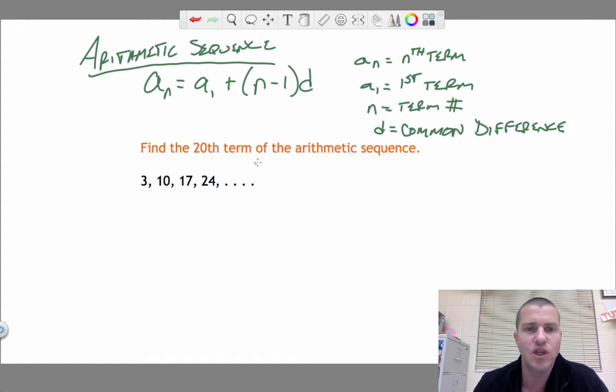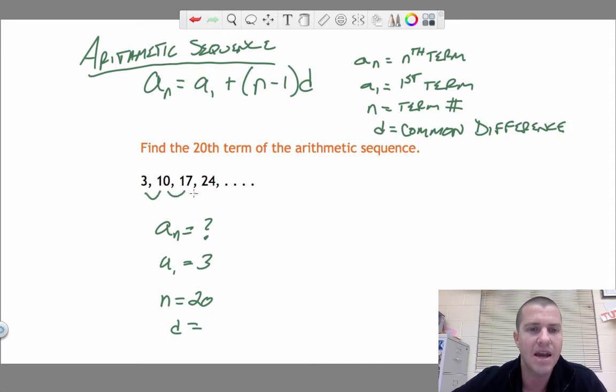So this says to find the 20th term of the arithmetic sequence. What I don't know is what the 20th term is, the a sub n. I do know the a sub 1, the first term, is 3. I do know the term that I'm looking for, which is the 20th. And I do know the common difference, which is 7. I'm adding 7 every time. So I plug those in and solve for the one that's missing. It may not always be this one that is missing, but you can use this formula, plug in the things you know, and find the one you don't.